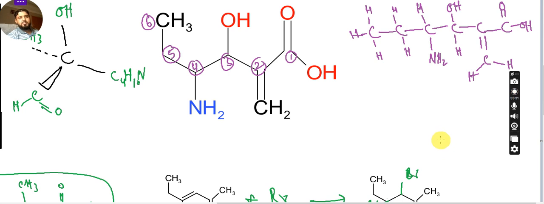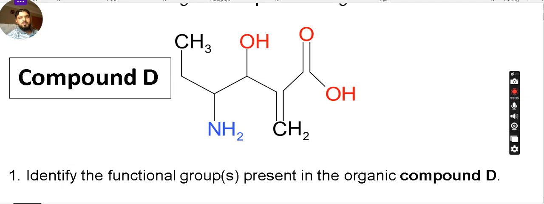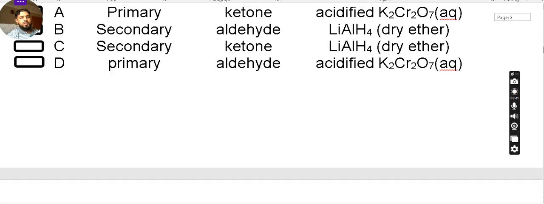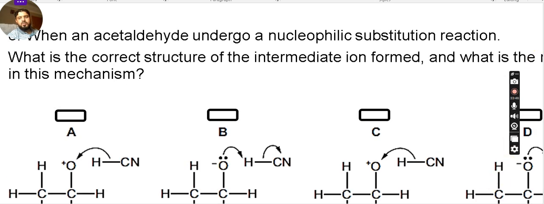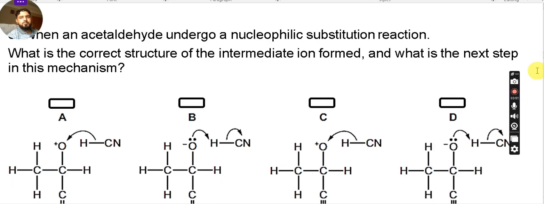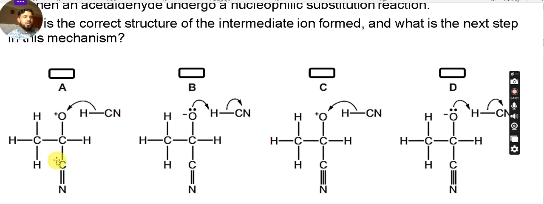Number 8 in the MCQ of this mock test 2. Why did we choose D? Question 8, again very simple. Look at the N and hydrogen. First of all, it's very easy because it's in the form of MCQ. If you see here, the carbon to nitrogen bond should be triple, not single.